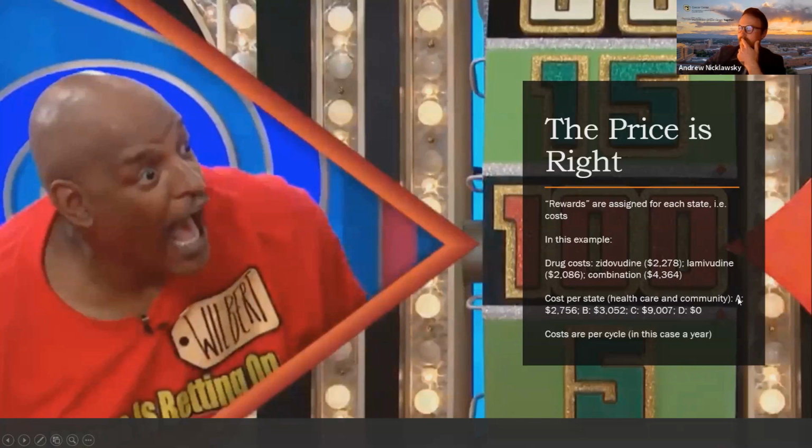So for these different states, for healthy, we say that the burden is $2,756, whereas the reduced health state is $3,052, having AIDS is $9,007, and dying is free. So keep in mind that these costs are per cycle, which we specified to be a year.